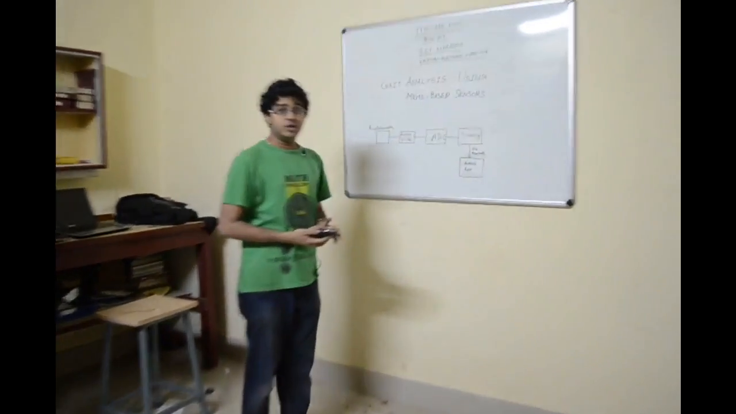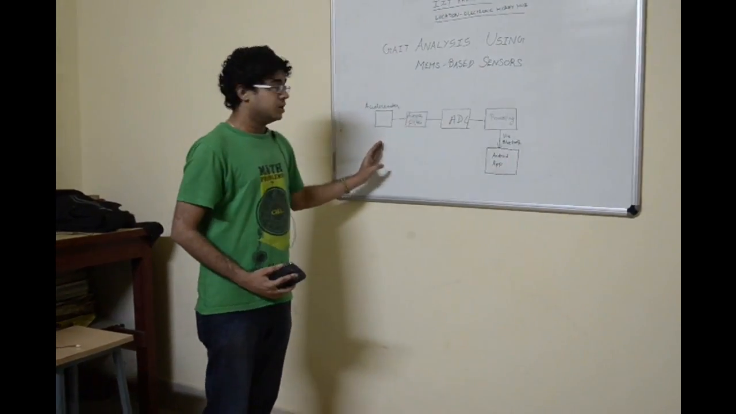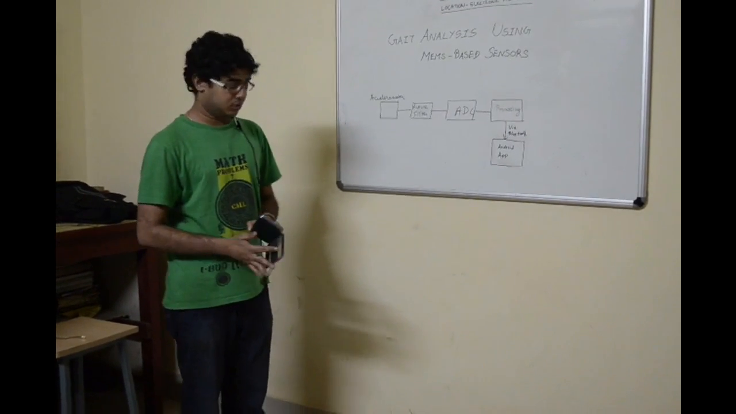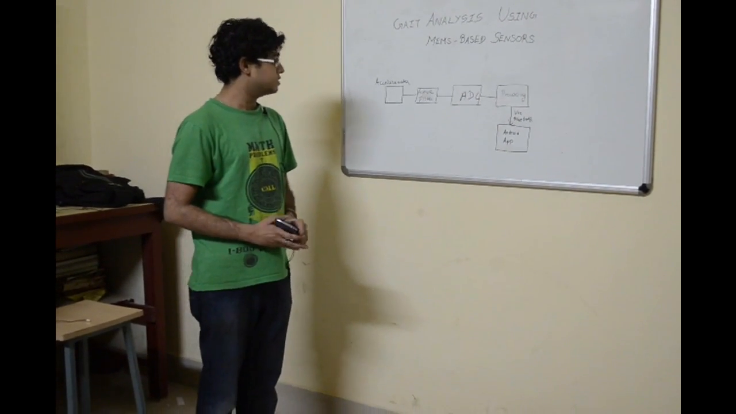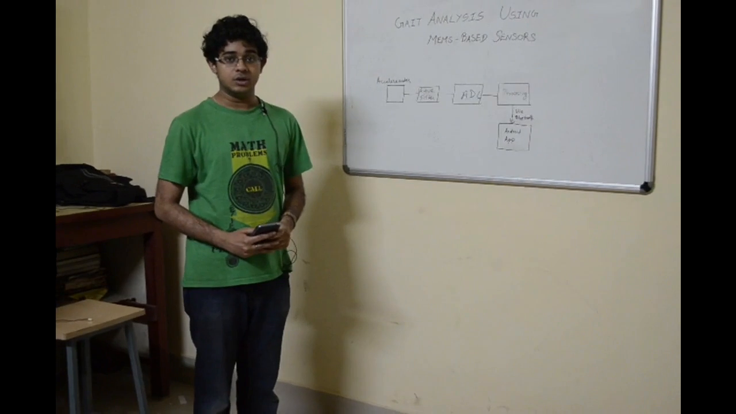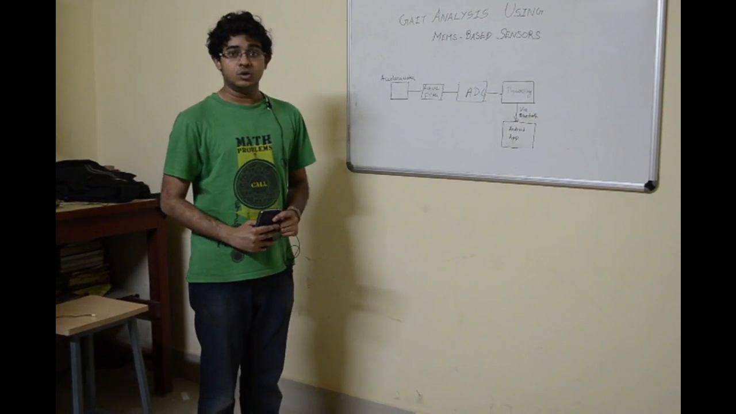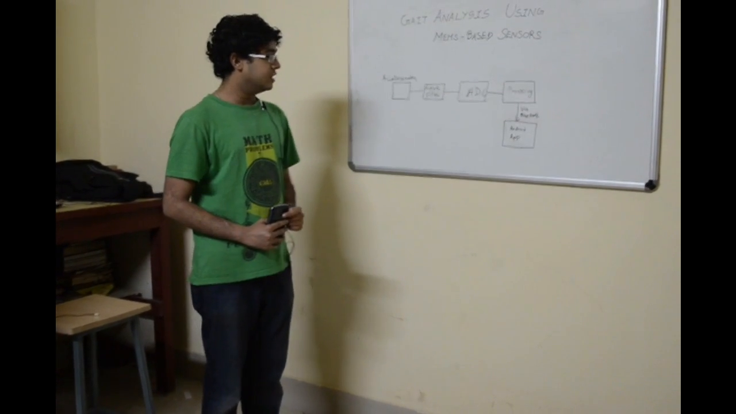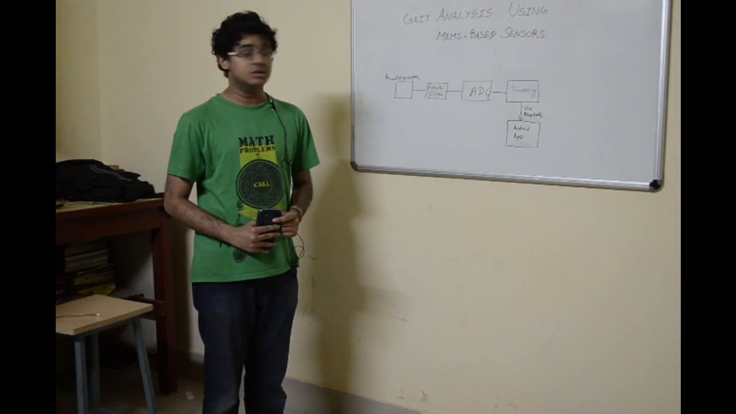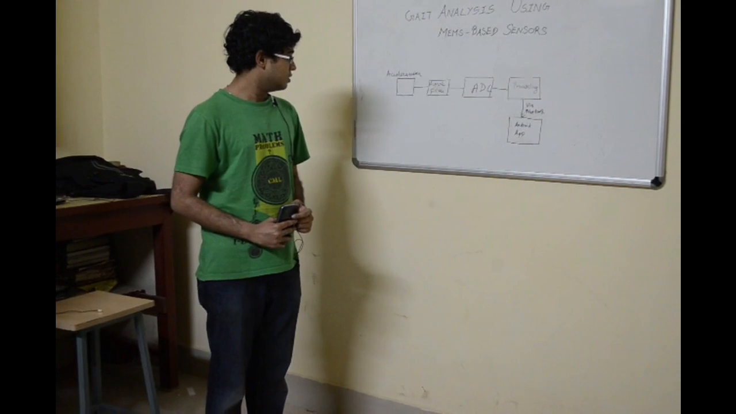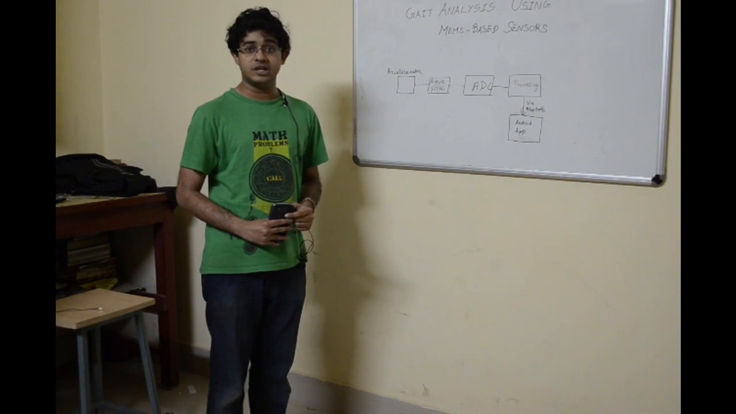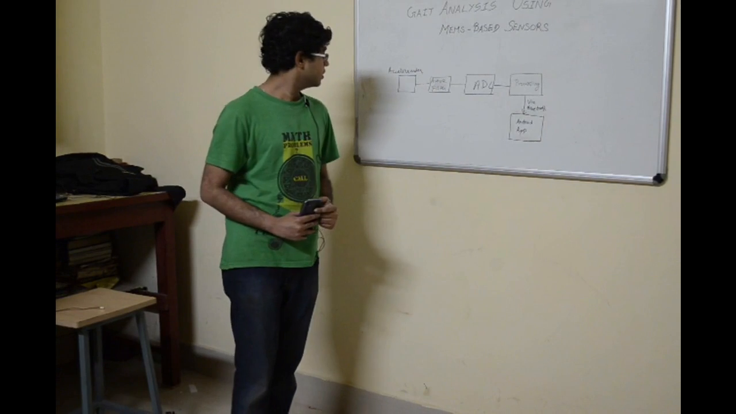The first block that we are using is the accelerometer. In the accelerometer, the sensitivity is 312 millivolts per G. This accelerometer is tied to the foot of the person whose gait we are analyzing. Once he starts walking, his foot deviates from the mean, and as the angle changes, the acceleration value changes, which causes a change in the voltage, and this data is recorded for further processing.